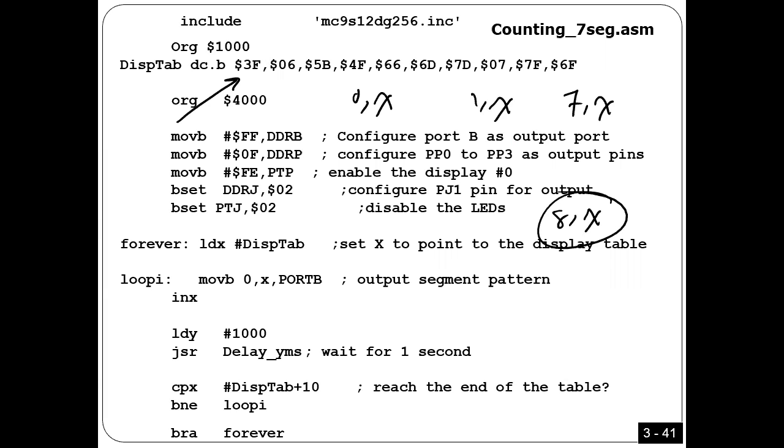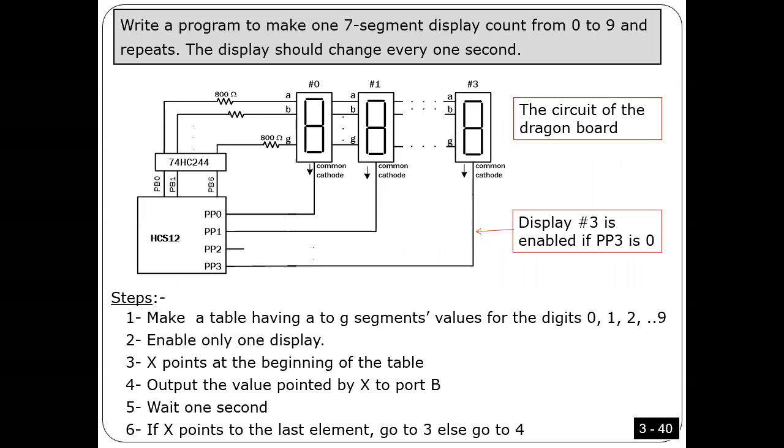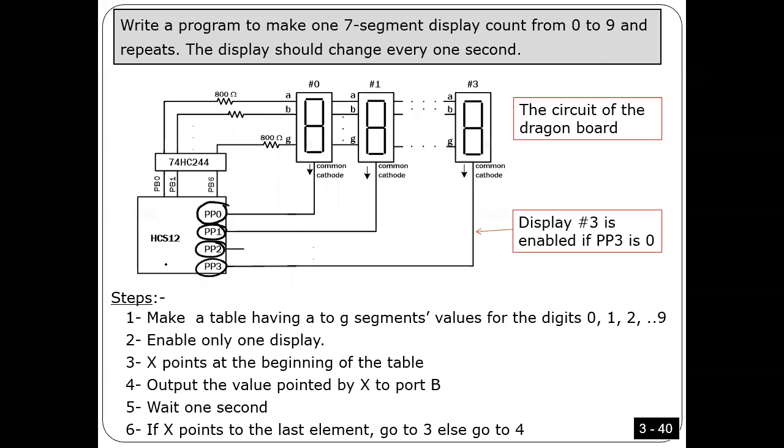You have to enable the 7 segment. I told you we have four 7 segments, and you can see it in the figure. They are enabled by PB0, PB1, PB2, and PB3. If you want to enable any one of them, you have to put 0. Usually we are not going to enable more than one at a time.